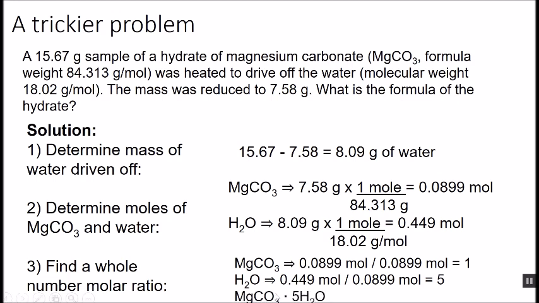And it would look just like this. Now the little dot means that the water's not chemically bound to it, it's just physically stuck to it inside the crystal. That's what that little dot means.